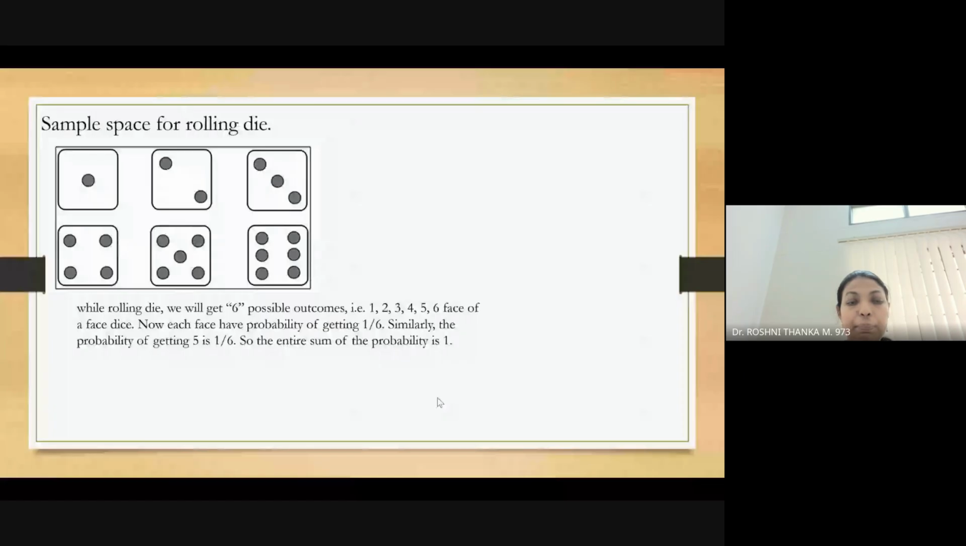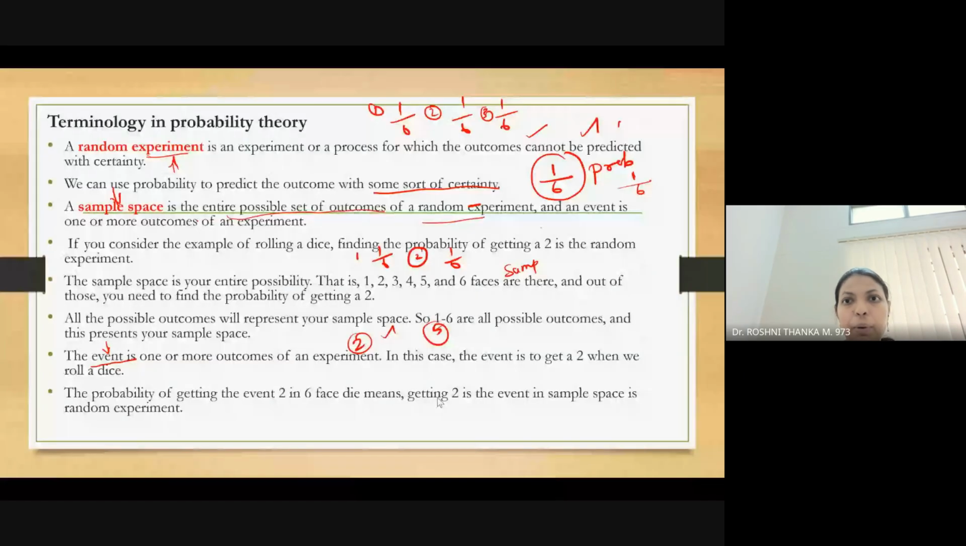So I'll repeat, a random experiment is a process where all possible outcomes can occur, but I will not be able to get any certainty, like rolling a dice. What is sample space? When I roll a dice, I have different faces from 1 to 6, and all possible outcomes together are the sample space. And what is an event? In this, getting 2 is an event. Getting 6 out of the 6 outcomes is an event.